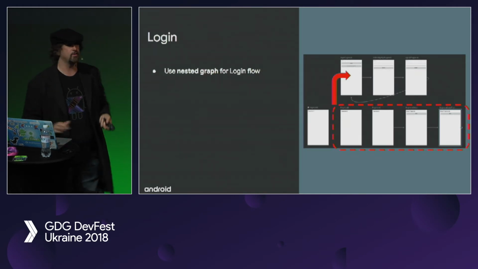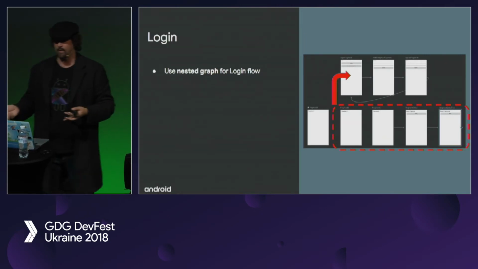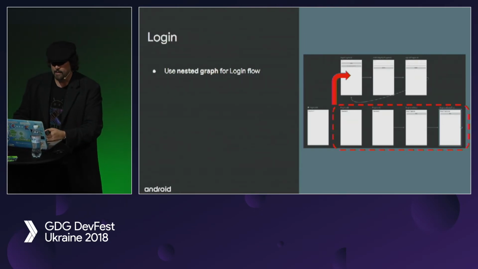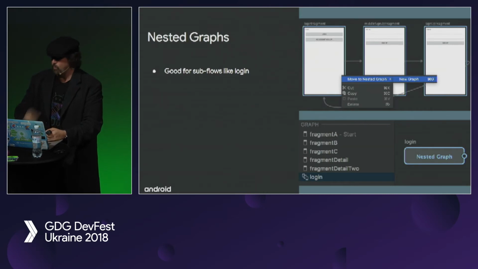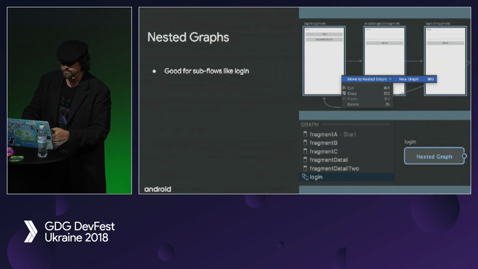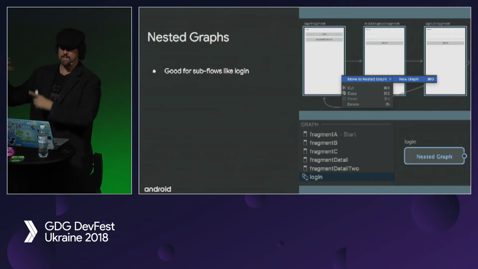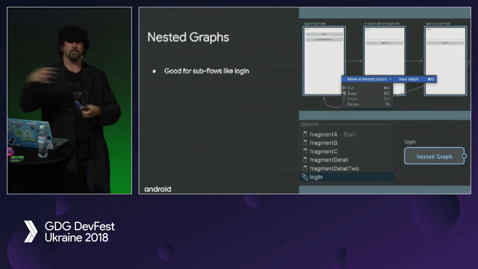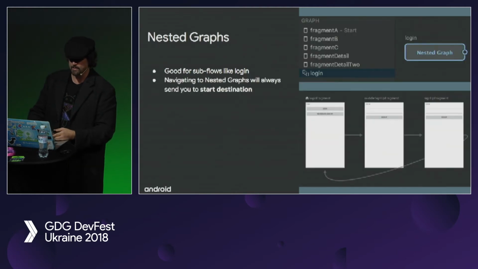So the first thing we're using here is a nested navigation graph for our login flow. And that's kind of nice because these nested graphs just contain a series of destinations. You just select a whole bunch of them, right-click, and you can create a graph, and it looks like this.